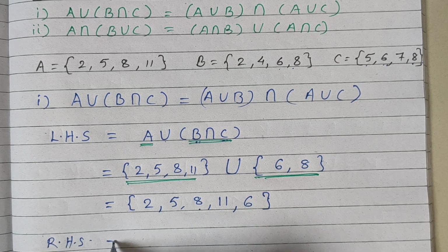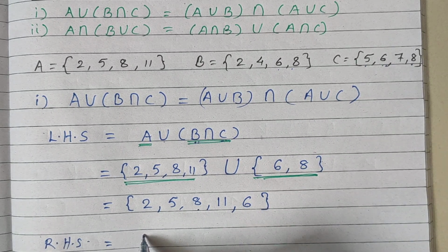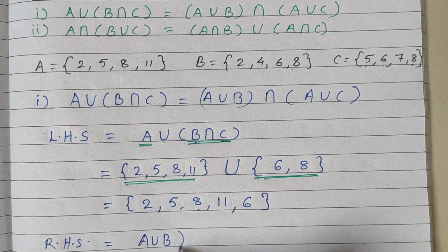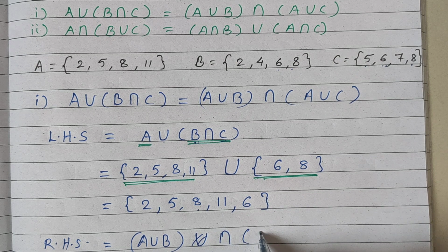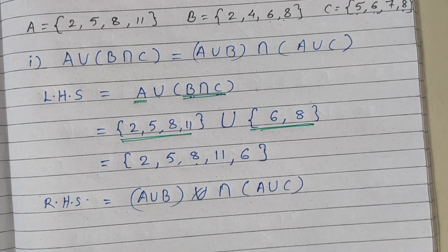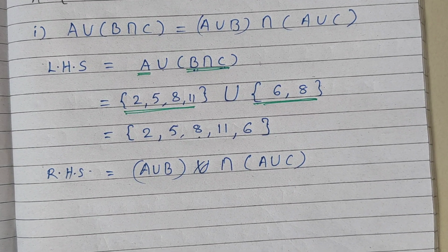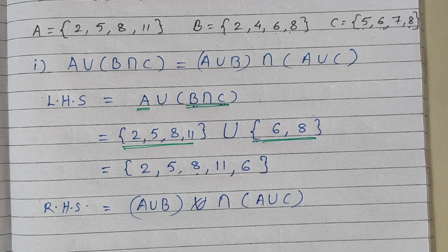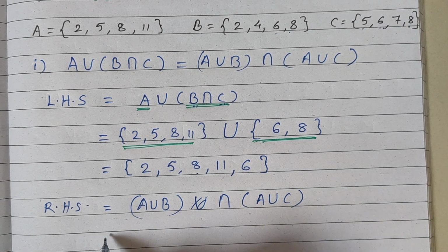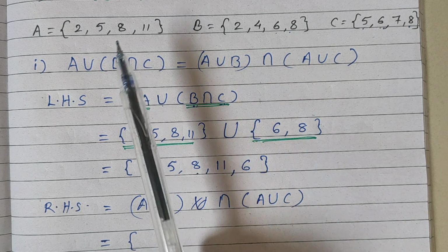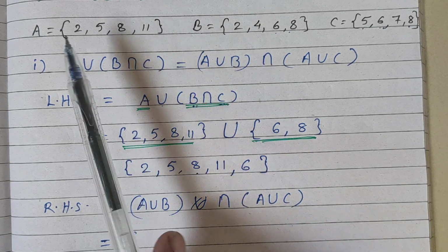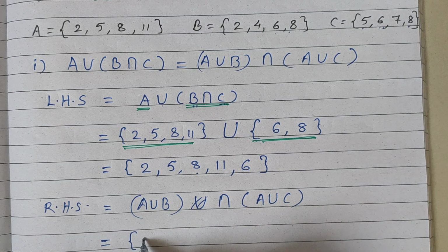Now students, let us solve for the RHS also. What is there in the RHS? A union B intersection, sorry, it is intersection, no? Intersection with A union C. Okay. Students, first what will we do? Union of A and B. That means we will combine the A and B sets. Okay, so let us combine it.